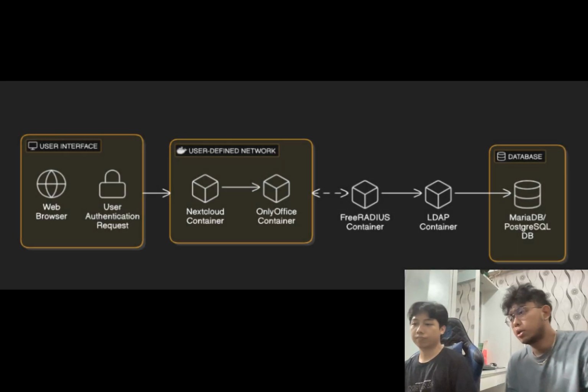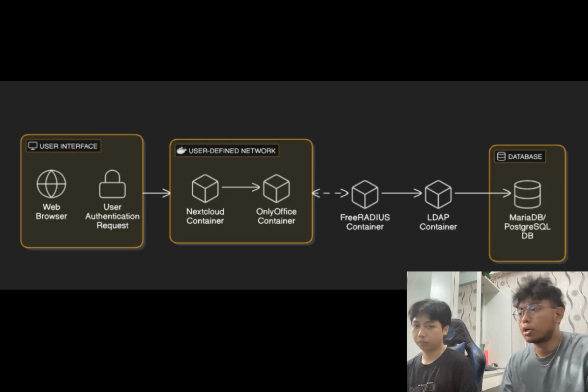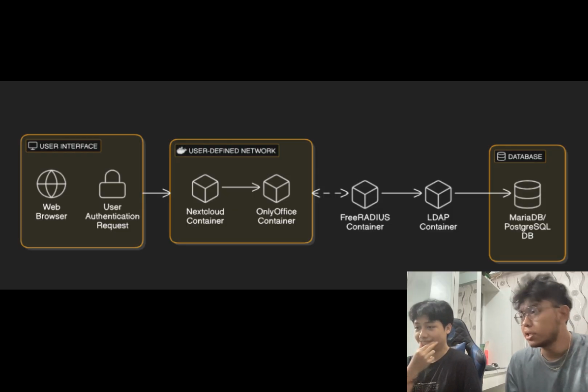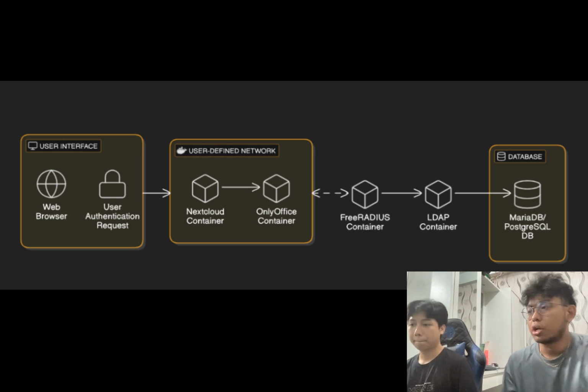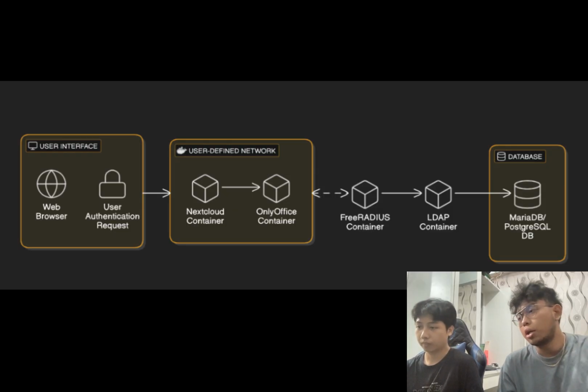About this project: FreeRADIUS, LDAP, Nextcloud and OnlyOffice using Docker containers connected via a user-defined network. Each service plays a distinct role. FreeRADIUS, running in a Docker container, handles authentication requests from Nextcloud by validating user credentials through the LDAP. The LDAP acts as a centralized directory for user information and attributes, and Nextcloud is also containerized, connecting to a MariaDB or PostgreSQL database for data storage.